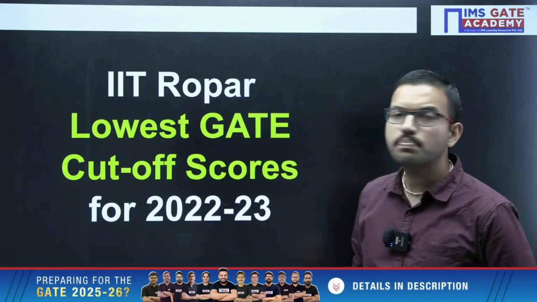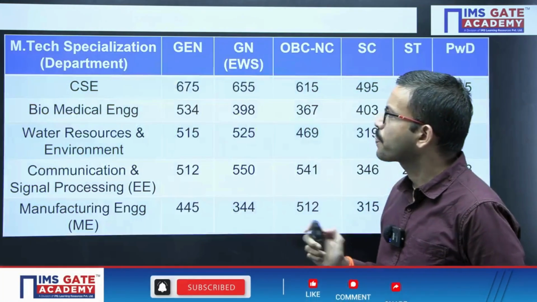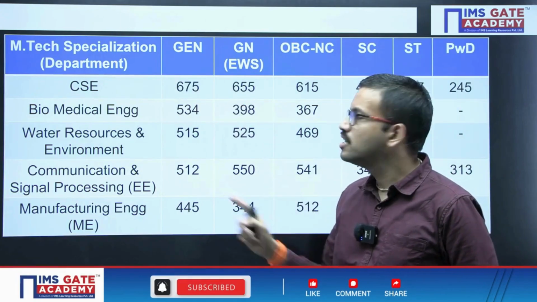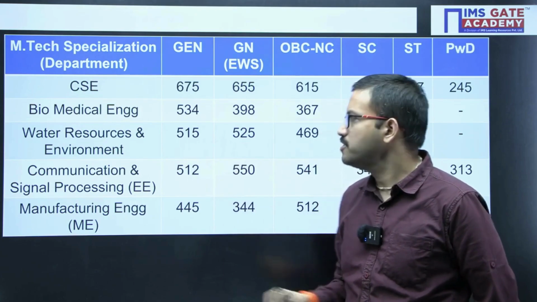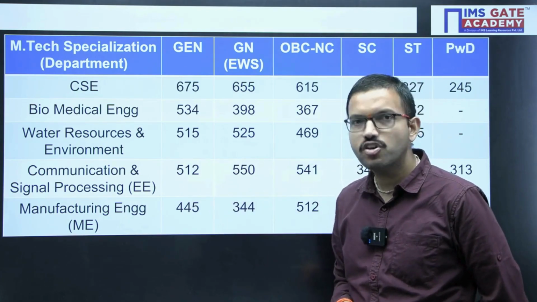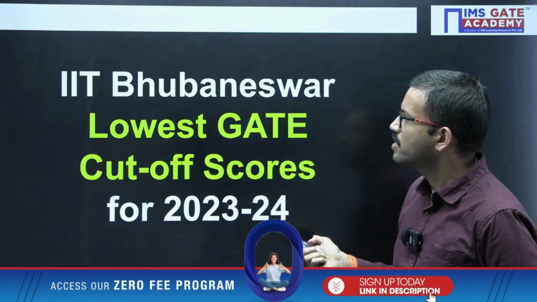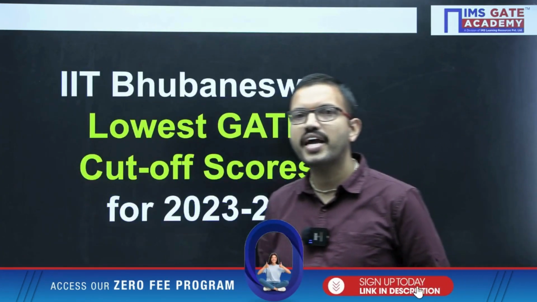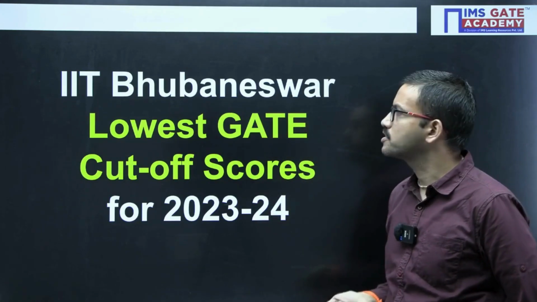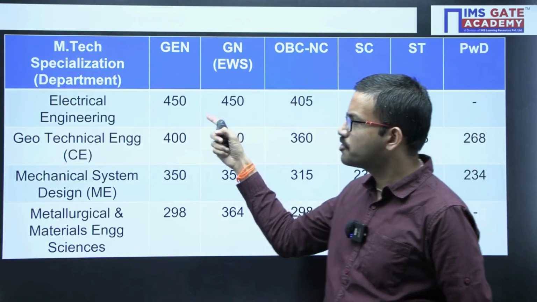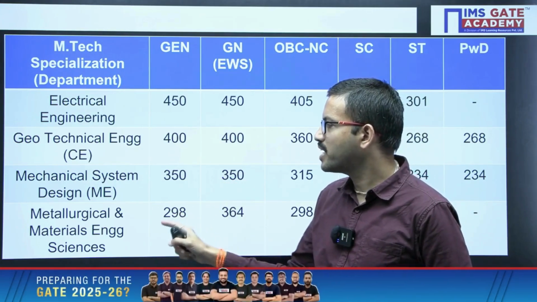Next, IIT Ropar, lowest GATE cutoff scores for the academic year 22 and 23. So for CSE 675, biomedical 534, water resource and environment 515, communication signal processing 512, manufacturing engineering 445. Okay. Next, IIT Bhubaneswar. IIT Bhubaneswar GATE cutoff scores for the academic year 23 and 24. Electrical engineering 450, geotechnical 400, mechanical 350, metallurgical 298.